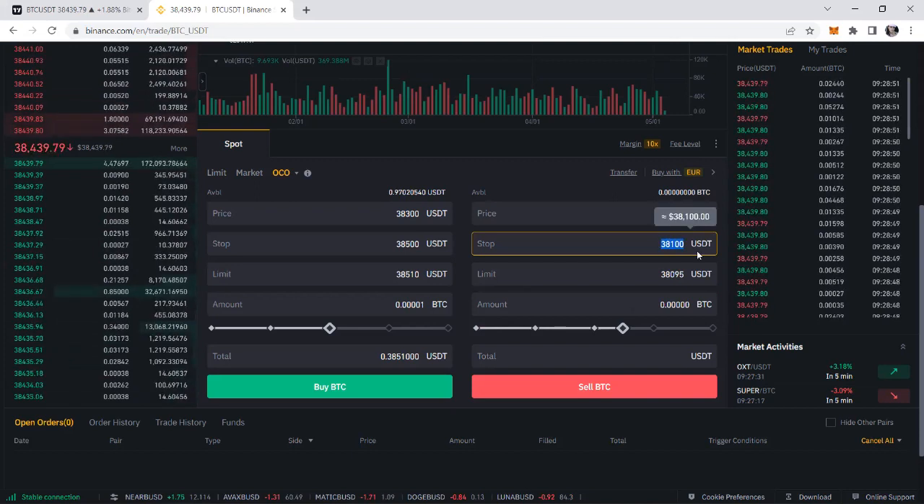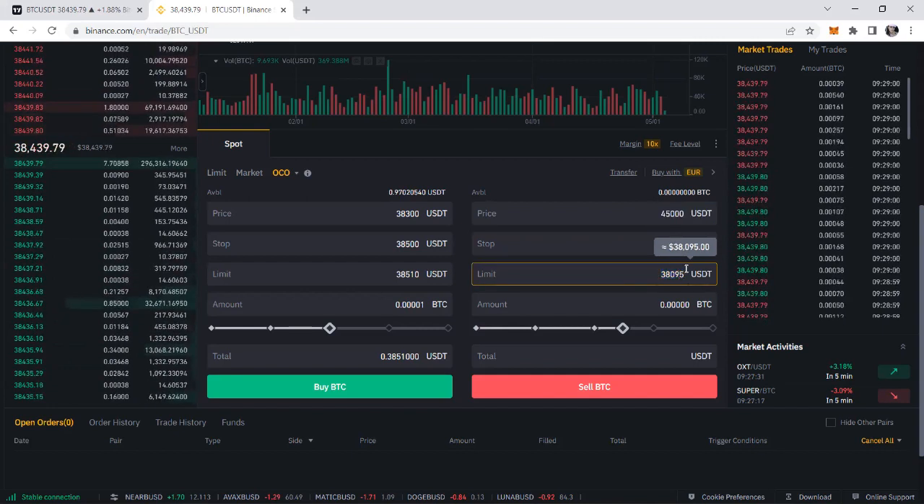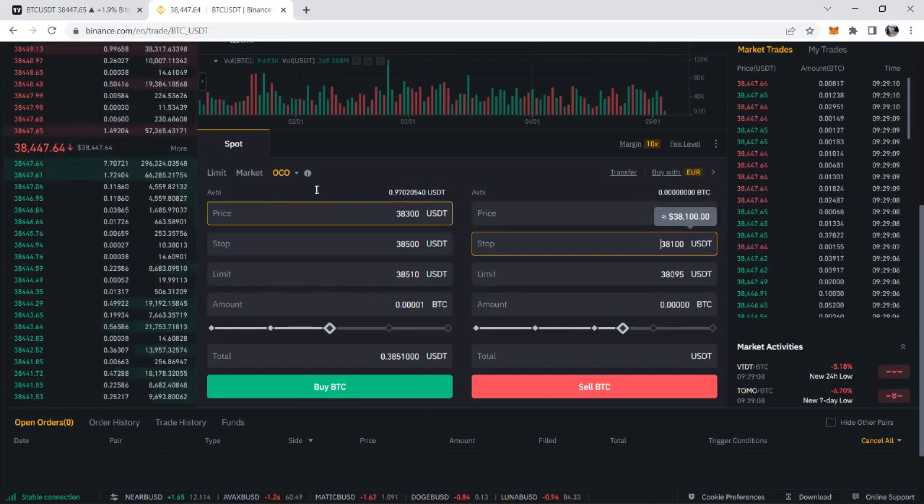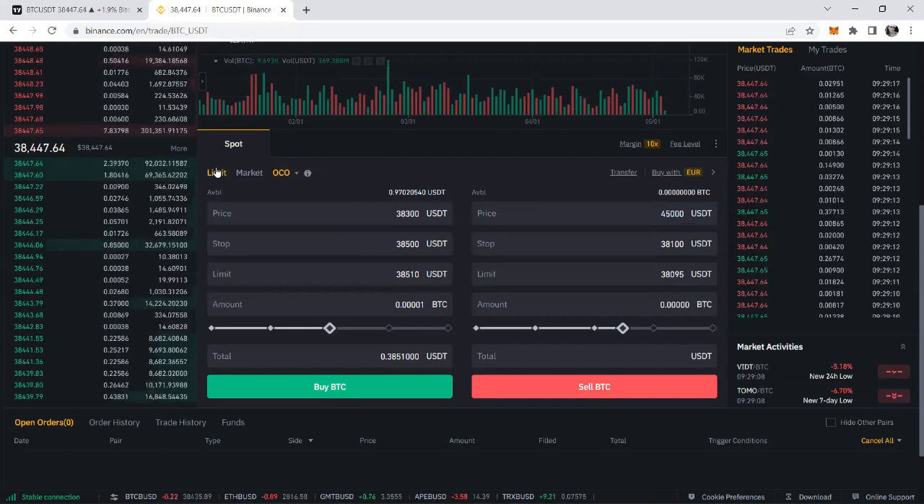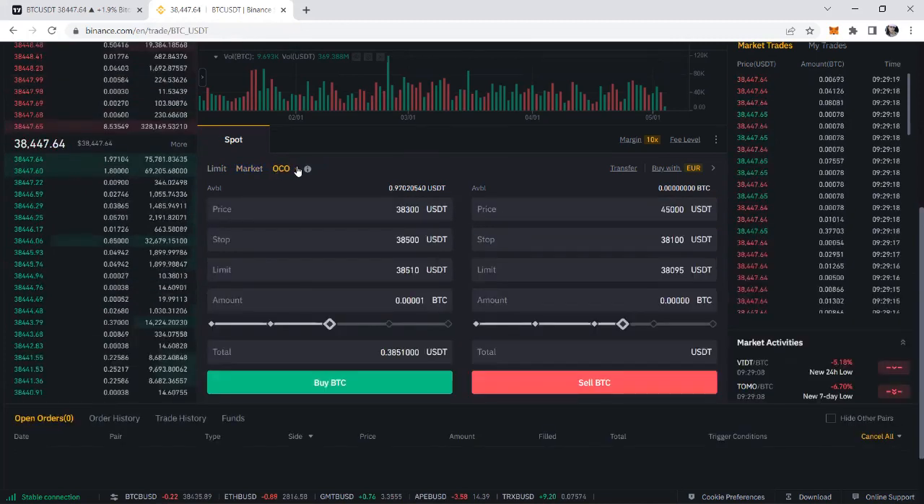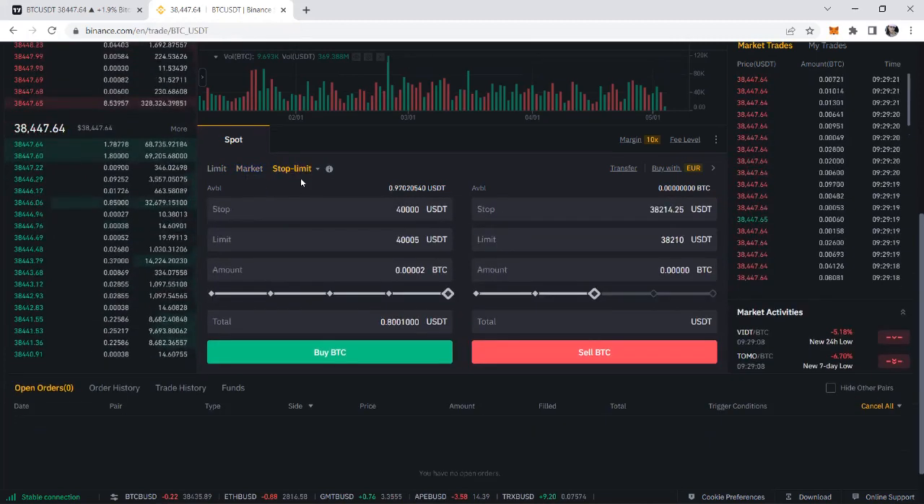But if Bitcoin goes lower than 38,100, I'm out. I want out. And then I will set my limit sell at 38,095 to make sure that I do sell the Bitcoin. So this is a really cool thing to have on Binance. I wish KuCoin had it, but they don't. That's the difference between your spot limit, market, your stop limit, your normal stop limit, and your OCO.